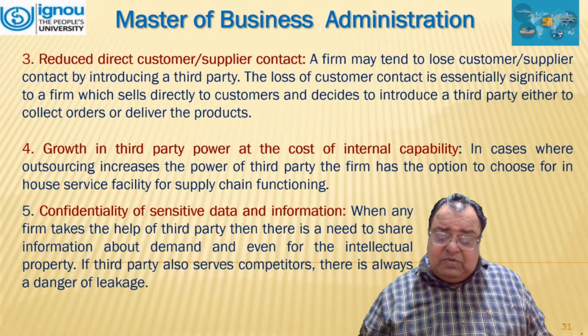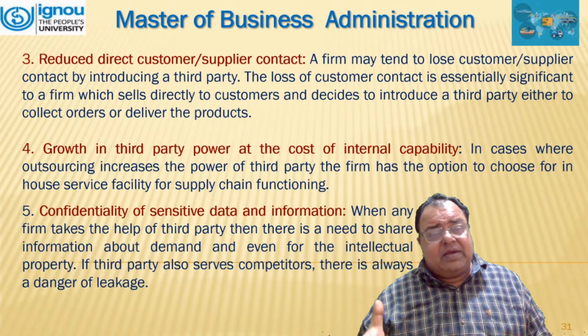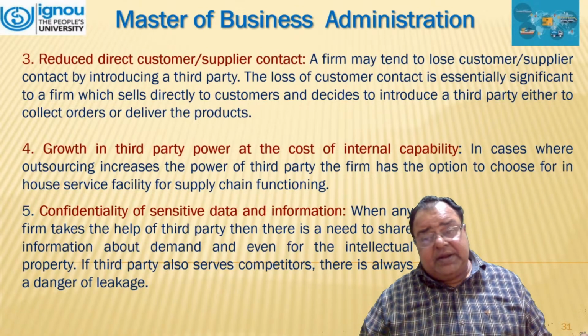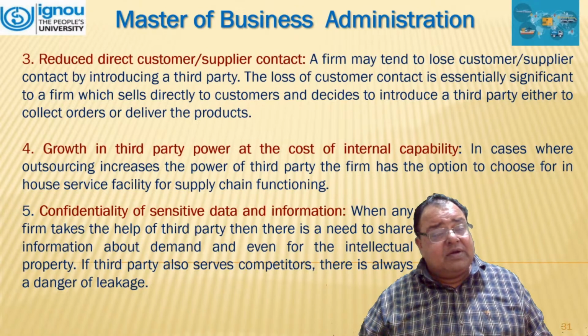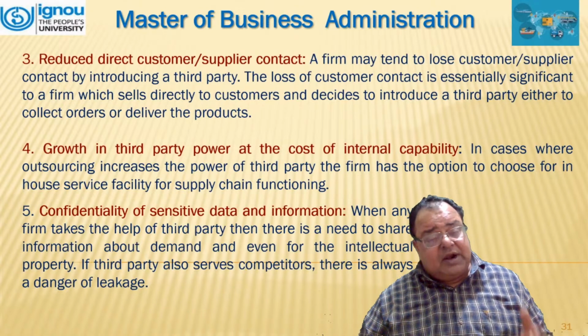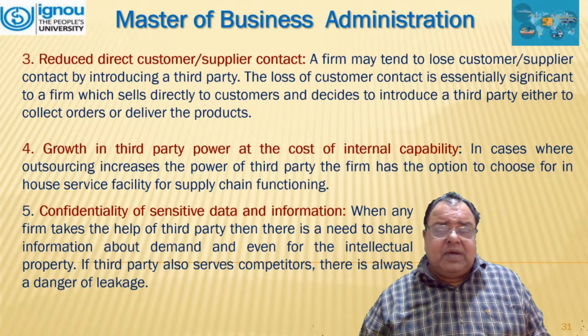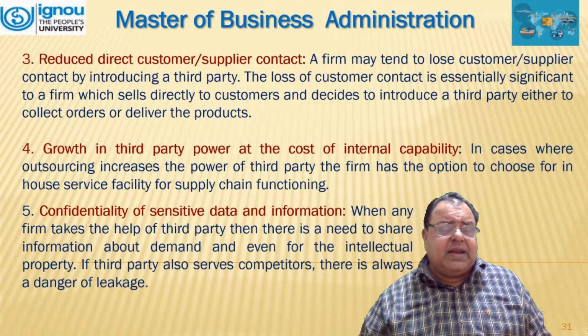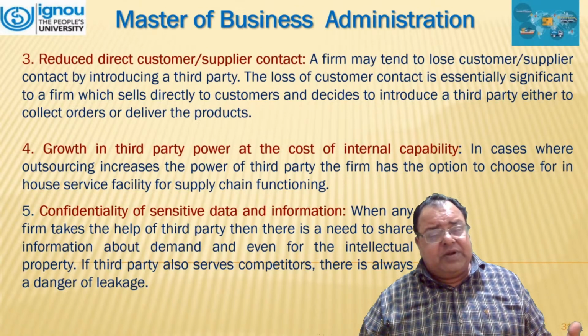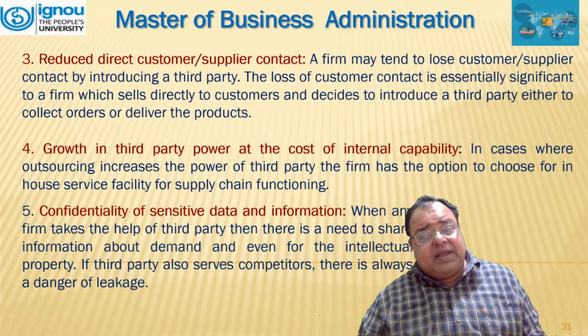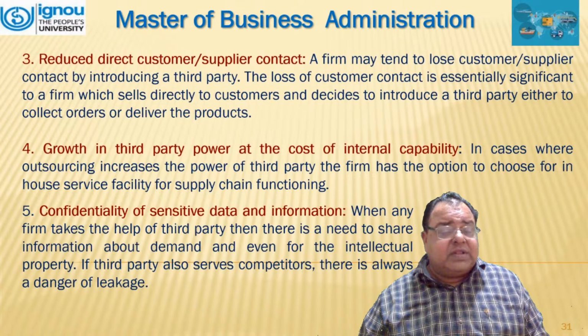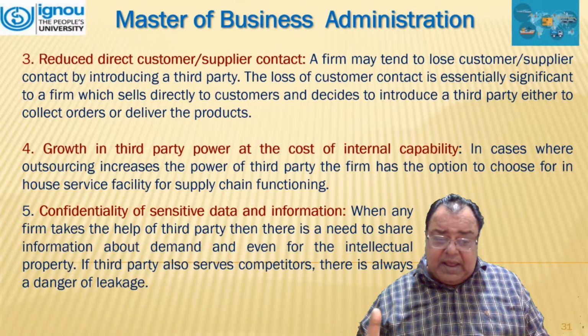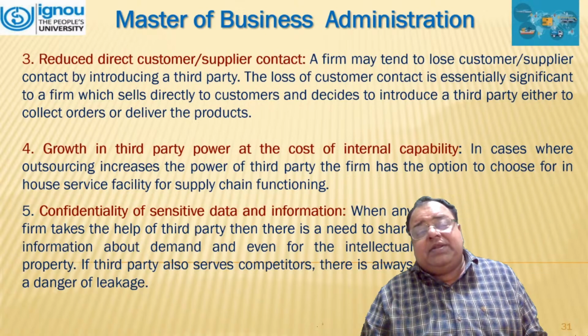Third one is reduced direct customer or supplier contact. A firm may tend to lose customer or supplier contact by introducing a third party. The loss of customer contact is especially significant to a firm which sells directly to customers and decides to introduce a third party either to collect orders or deliver the products. Fourth one is growth in third party power at the cost of internal capabilities.